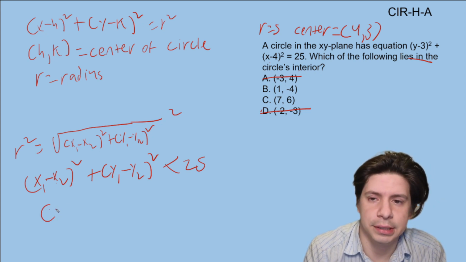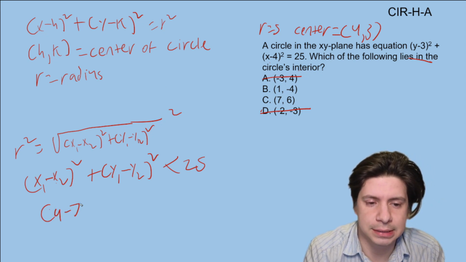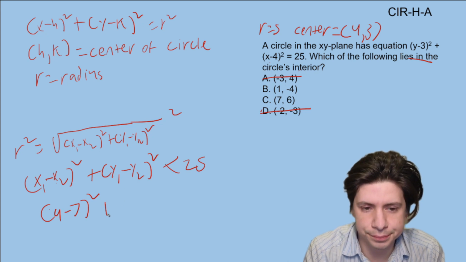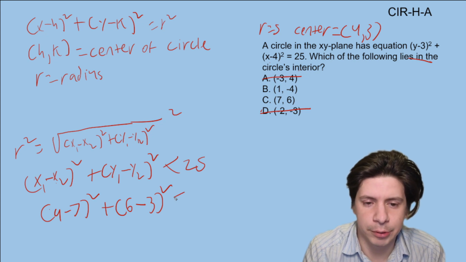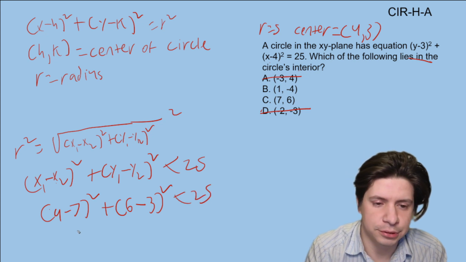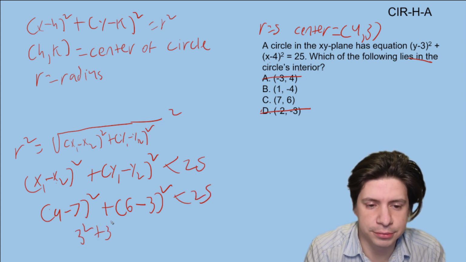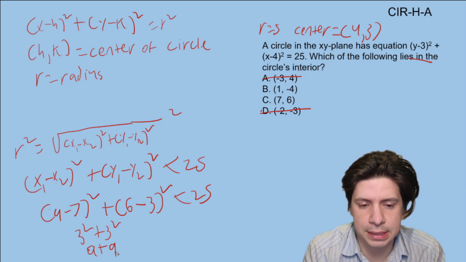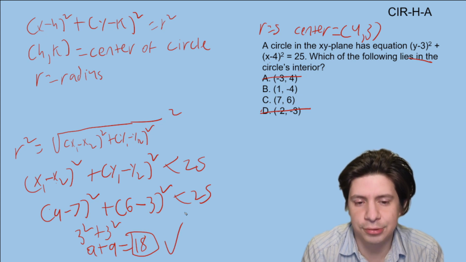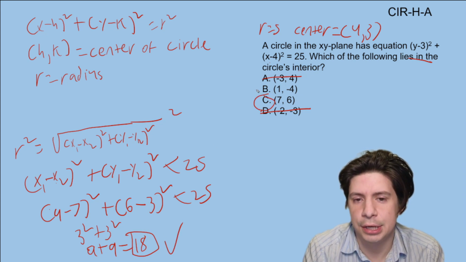And it's going to be 4 minus 7 squared plus 6 minus 3 squared. We want it to be less than 25. So we're going to get 3 squared plus 3 squared. That's 9 plus 9, and that equals 18. And that is less than 25, so it'll be C, not B, right?